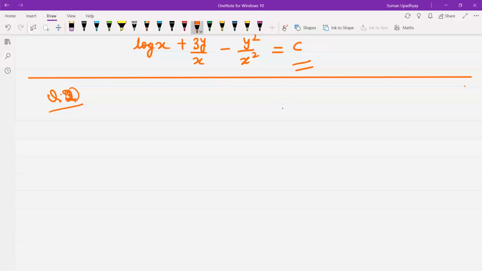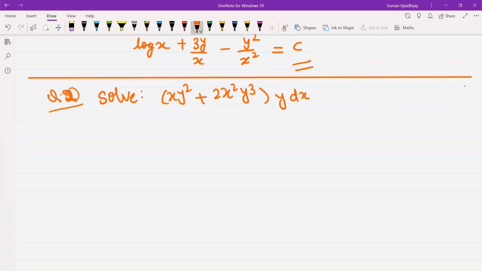I think question number 2 it is. Okay, take down this question and solve it and tell me what you're getting. (xy² + 2x²y³) y dx + (x²y + x³y²) x dy = 0.